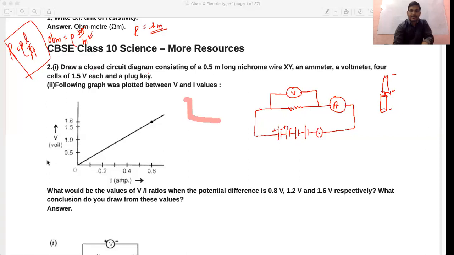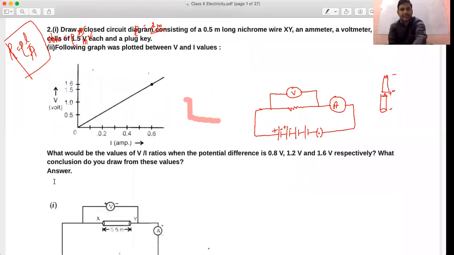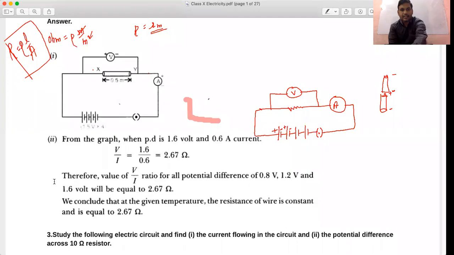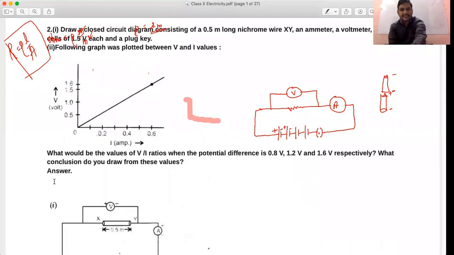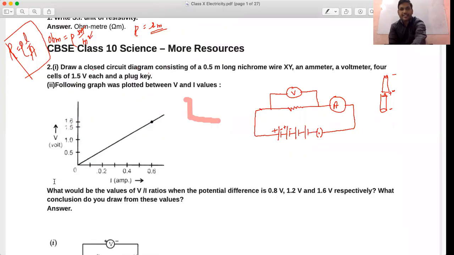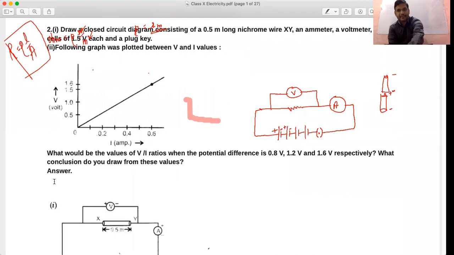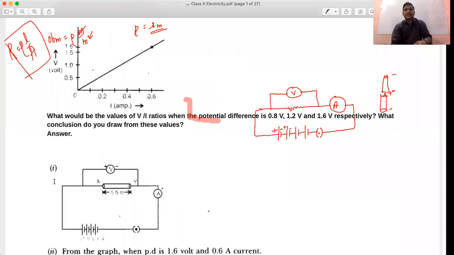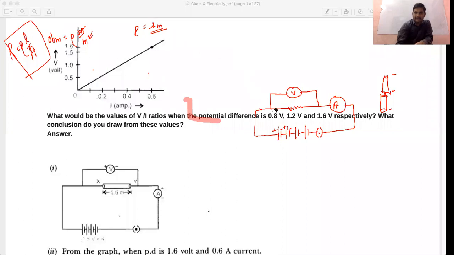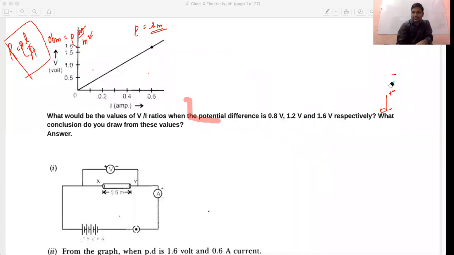Okay, coming to another question. The question is: the following graph was plotted between V and I. So this graph is plotted. Let me erase these things first, then only will I be able to continue.